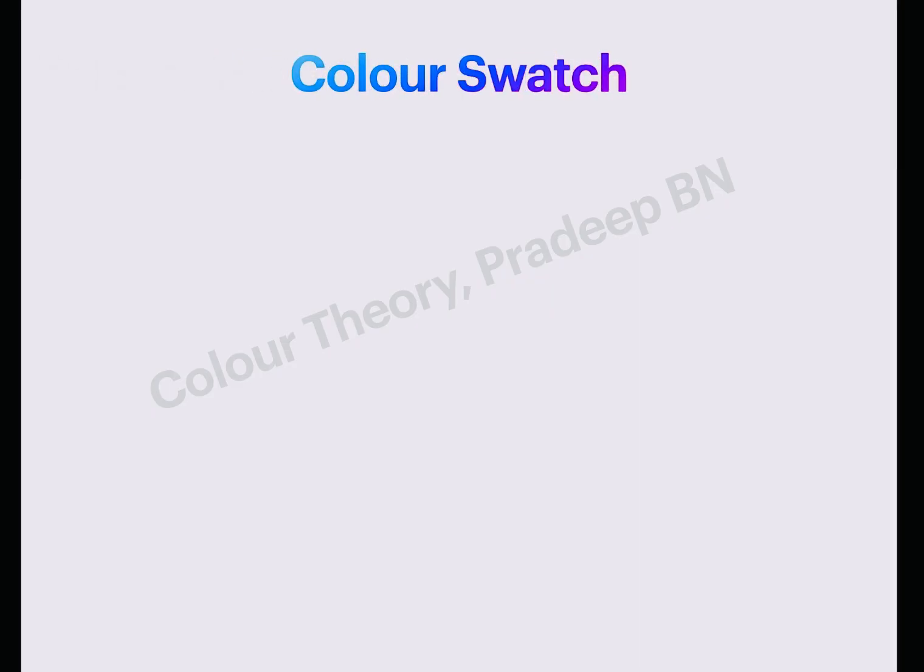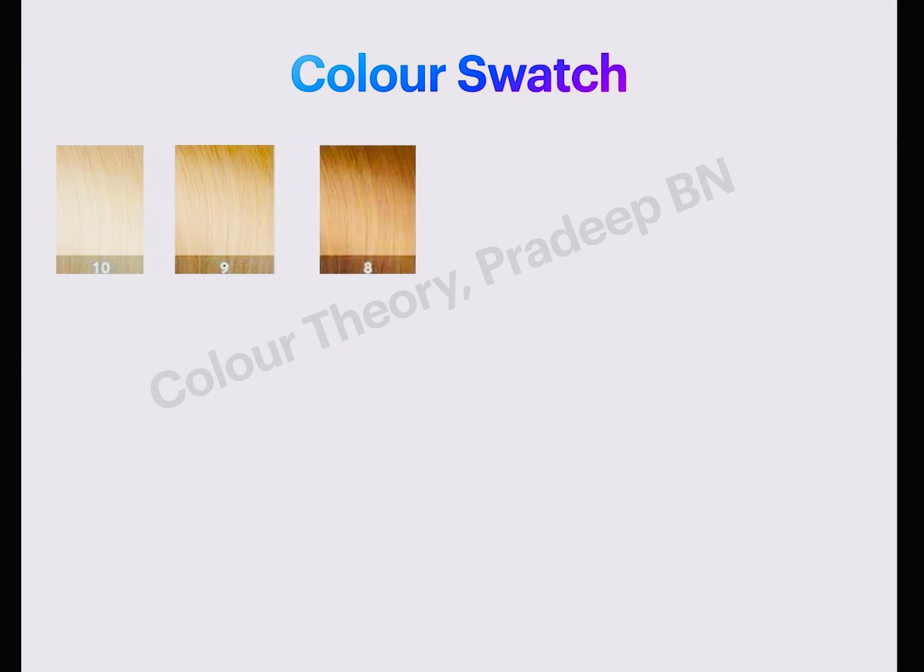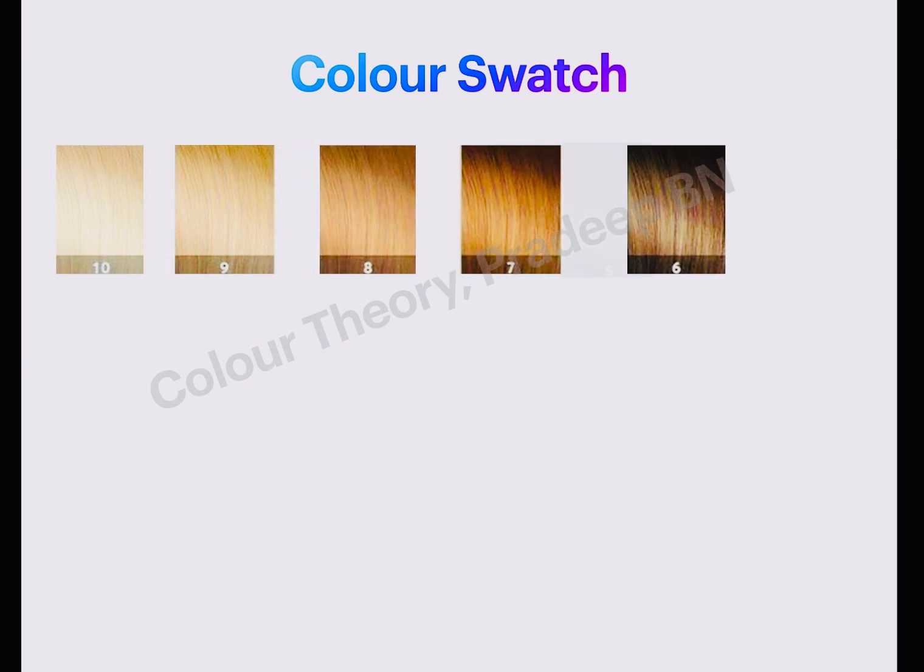Now let us see what we mean by color swatch and where we use it. You can see the color swatch, with images of how number 10 hair looks, number 9 hair, 7, 6, 5, 4, 3, 2, 1. When the client comes, we use this color swatch to compare with the client's hair color, if the hair is virgin. So we can decide what her natural hair color is.